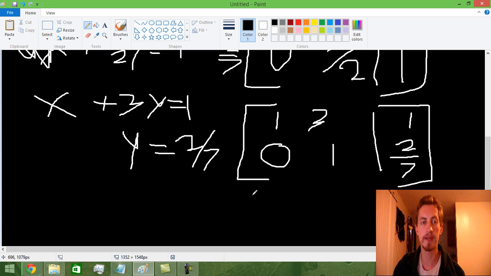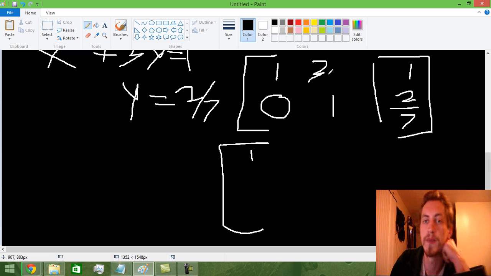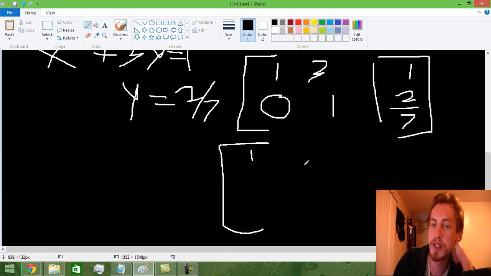Okay, so we're still not done yet because we don't know what x equals. So to get x, we're going to subtract twice this row on the bottom from this top row. So we've got 1 minus 0 is 1. So anything 2 times 0 is still 0. We've got 3 minus 2. Or no, wait. We want to eliminate 3 completely. So we're going to do it by 3. So 3 minus 3 is going to be 0. And then 3 times 2 sevenths is going to give us 6 sevenths.